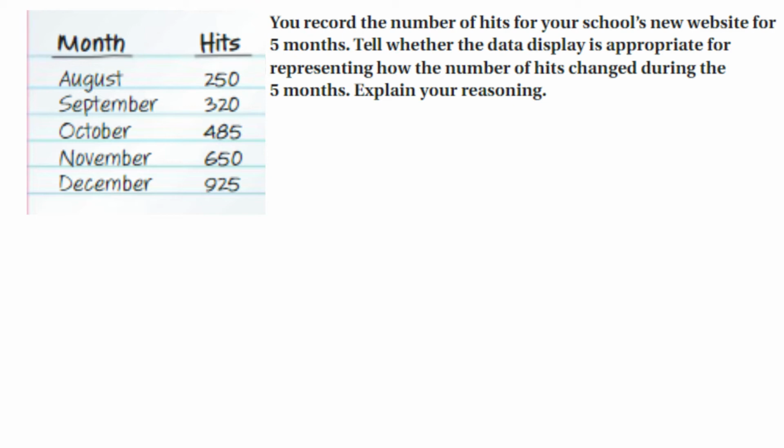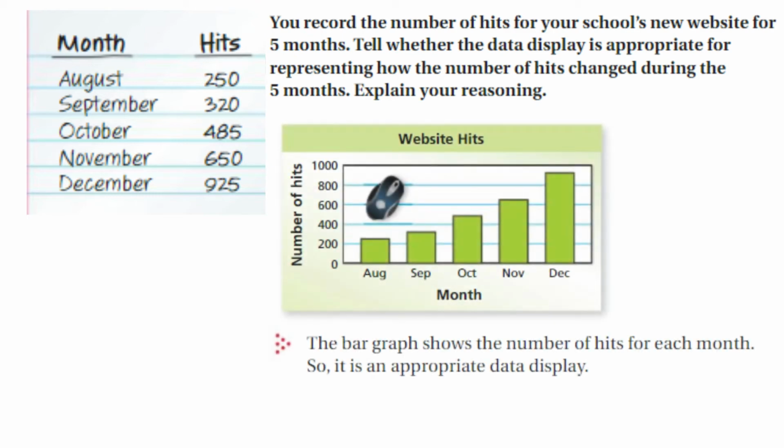It says that you record the number of hits for your school's new website for 5 months. Tell whether the data display is appropriate for representing how the number of hits changed during the 5 months. Explain your reasoning. So here we have a chart showing us how many unique hits our website was getting for the months of August, September, October, November, December. And we need to know which data display would be the best one to use. So here we have a bar graph. And the bar graph shows the number of hits for each month. So it's an appropriate data display.